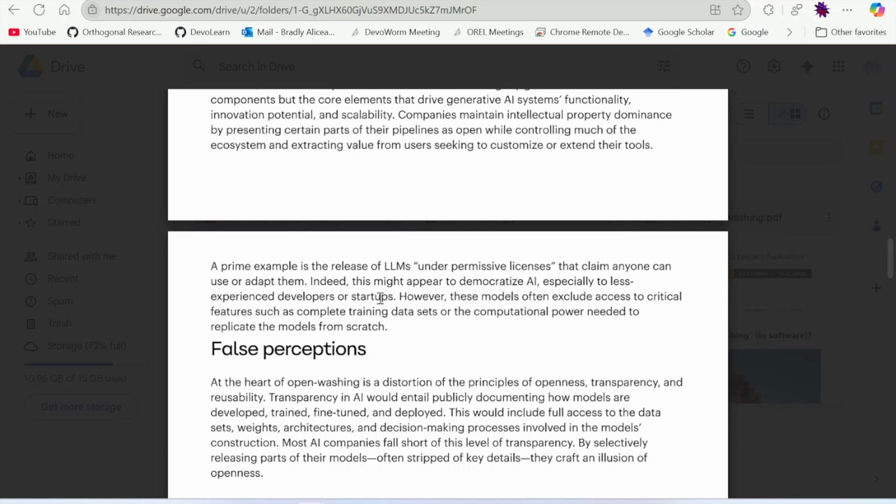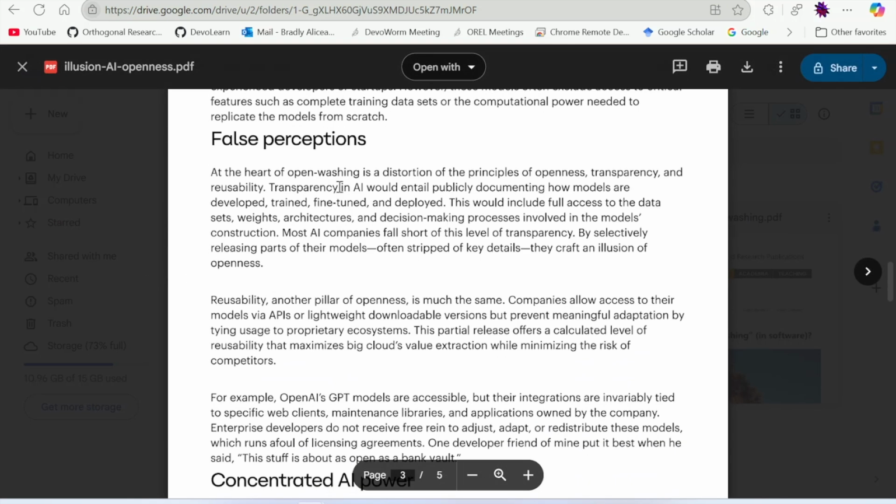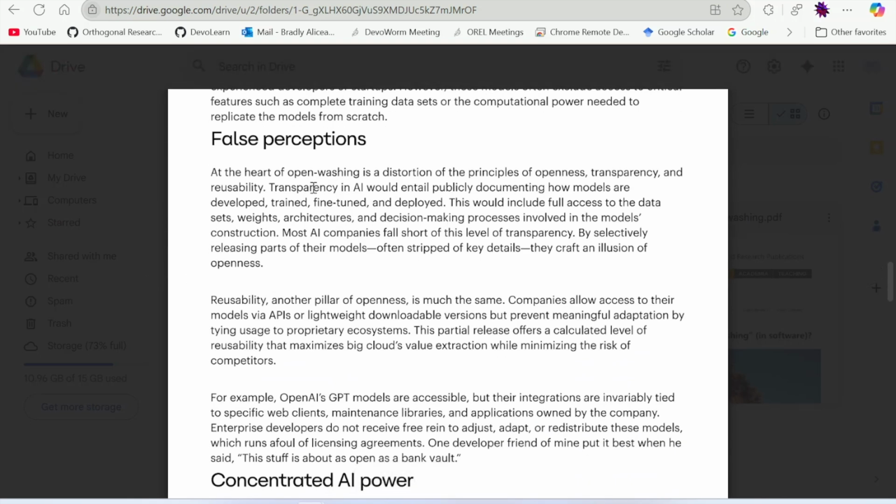But in this case, we're talking about corporations controlling a lot of those components, not including them in the terms of the license, or at least not permitting you to use them. When they say permissive license, that might simply mean permission to use their product. So the licensing aspect, I think, is key in terms of open washing. When you engage in a project, you should be clear on the terms of the license. And so, again, openness, transparency, and reusability are at the heart of open washing.